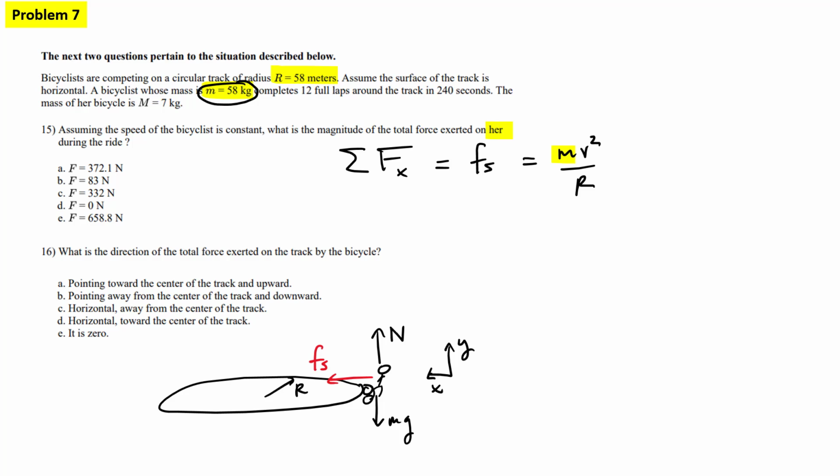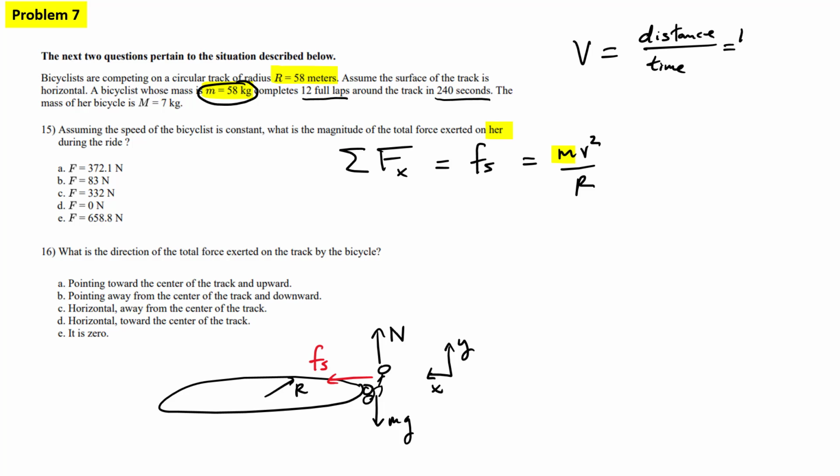That's 58 kilograms, the mass of her. Okay, so that's very important. The other thing we need to do is figure out what the speed is. In order to figure out the speed, we're given this information: you do 12 laps in a time of 240 seconds. So think about what is the total distance divided by the total time. That'll get us our speed.